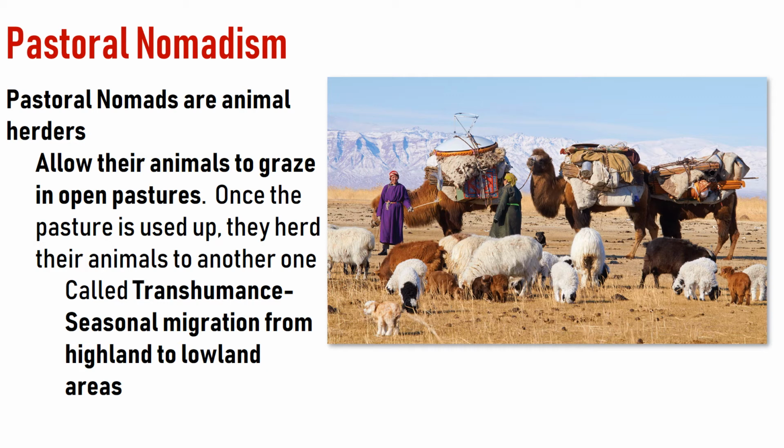So these people rely on these animals as their food source, and then with the extra food that they have left over, they trade. Now, there's a vocab word associated with pastoral nomadism called transhumance, where they have a seasonal migration of moving these animals from highlands to lowland areas so they have food year-round.